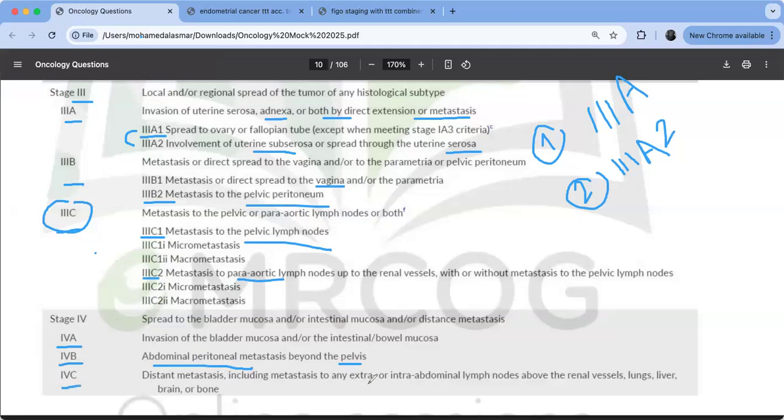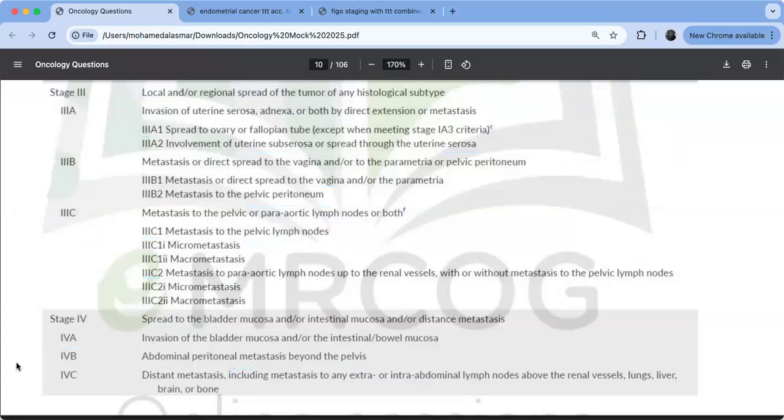Okay, like metastasis to any extra or intra-abdominal lymph node above the renal vessels. And for example, distant metastasis to the brain, liver, lung, or even the bone. So this is 4C. Okay, so can I treat 4C with surgery? No. Actually the management is mainly palliative, and it can be radio and systemic chemotherapy.